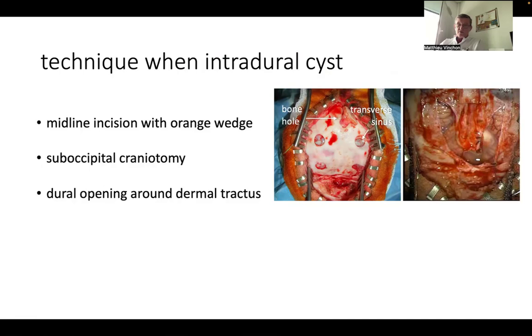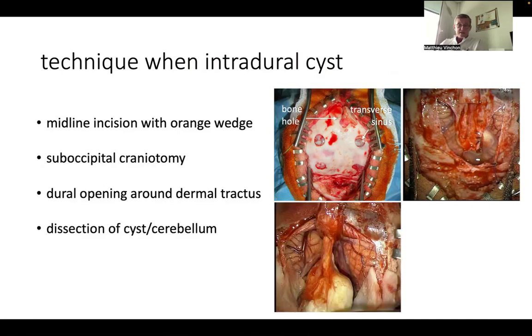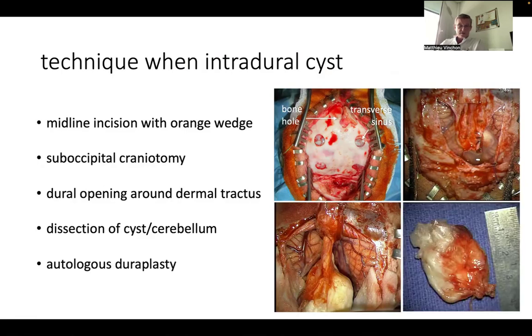Then you do the opening of the dura mater in a U shape or Y shape as you like, and you dissect the epidermoid cyst from the cerebellum. And in the end, you find it is attached to the fistula, which is then dissected from the venous sinuses, and you do an autologous duroplasty, of course.